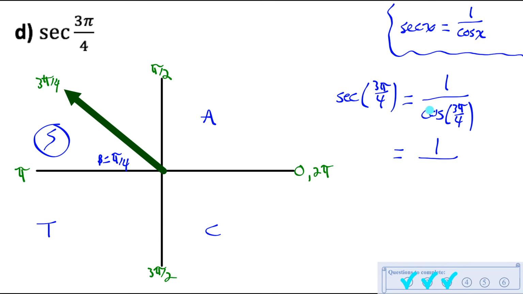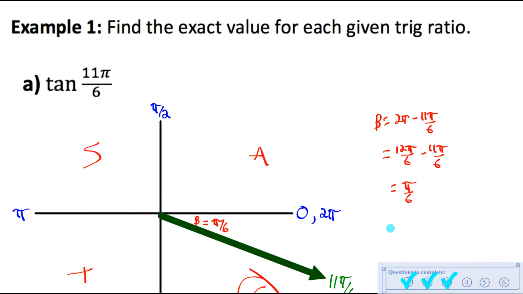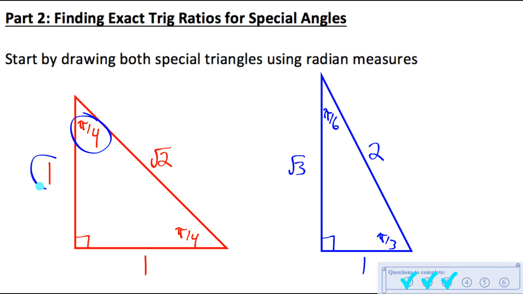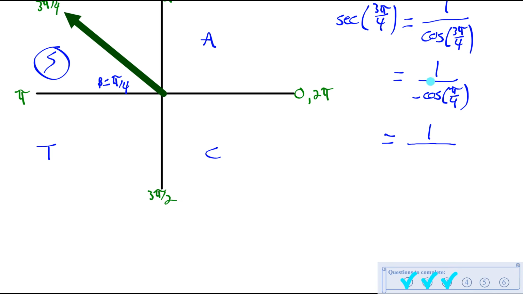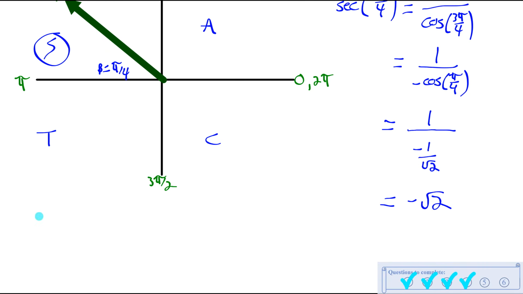So when I'm evaluating cosine of 3 pi over 4, I can just do negative cosine of its reference angle, pi over 4. And cosine of pi over 4, if you remember your special triangle, we just did that, is 1 over root 2. So I can replace cosine pi over 4 with 1 over root 2. So I have 1 over negative 1 over root 2. And 1 divided by something just means its reciprocal. So just flip the denominator and I get negative root 2 over 1, which is just negative root 2. So secant of 3 pi over 4 equals negative root 2.